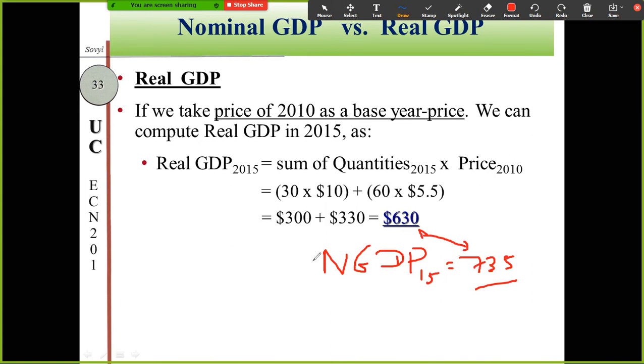Maybe I ask you to answer. Okay, my question again. Based on this, we can see that in the same year of 2015, why is nominal GDP higher than the real GDP? Because nominal GDP is 735, while real GDP is only 630. Why? Okay, I'm waiting to hear your answer.